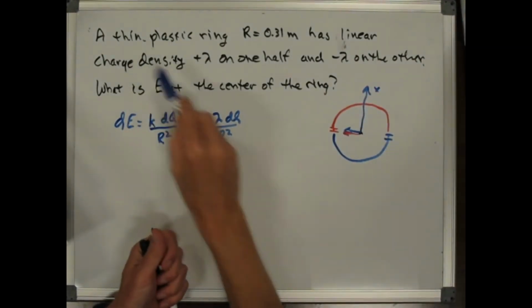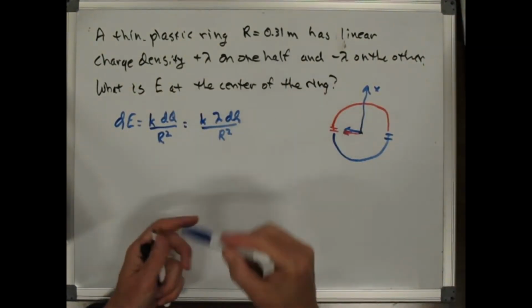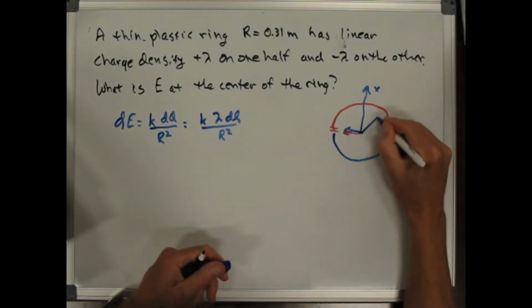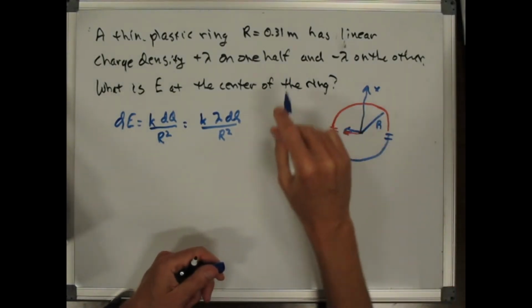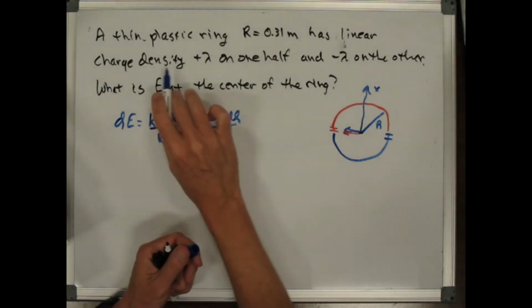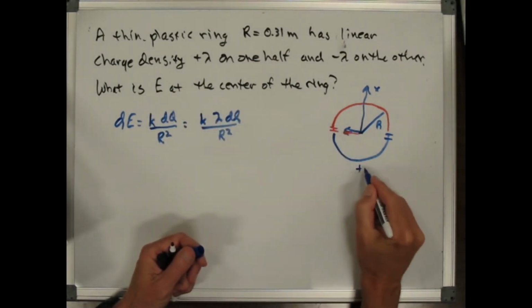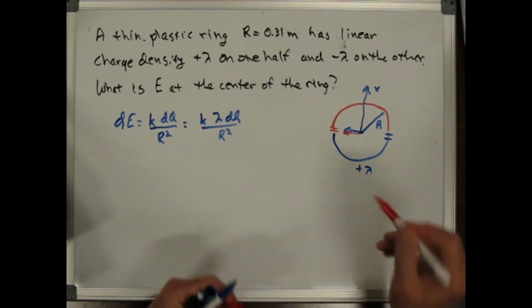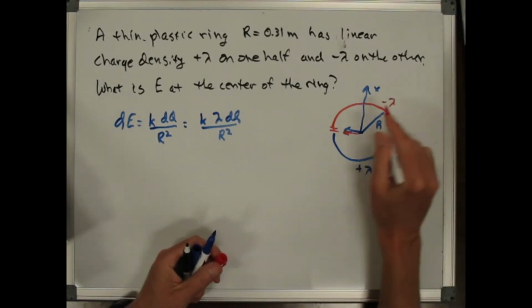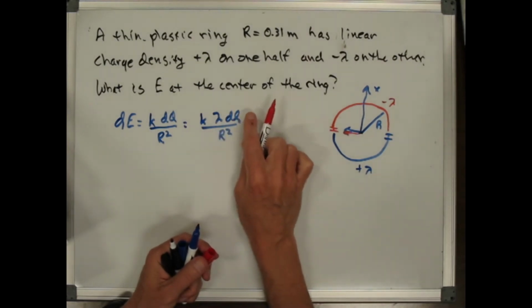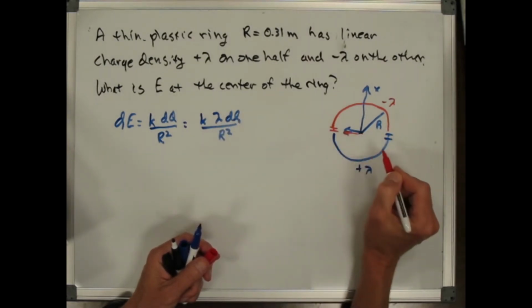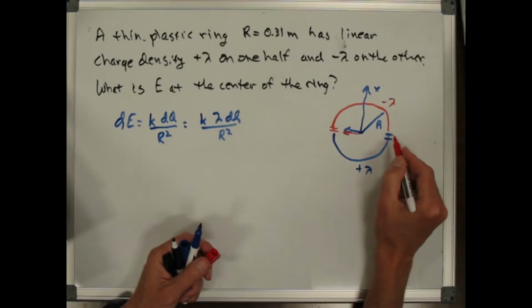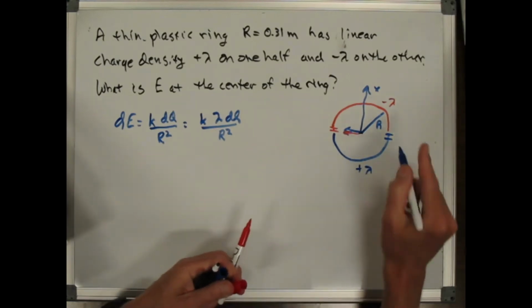So in this problem, we have a thin plastic ring of radius r equals 0.31 meters. It has a linear charge density of plus lambda on this side, and a linear charge density of minus lambda on the other side. The question is, what is the electric field at the center of the ring? So what I've done here is draw a little piece of the ring.